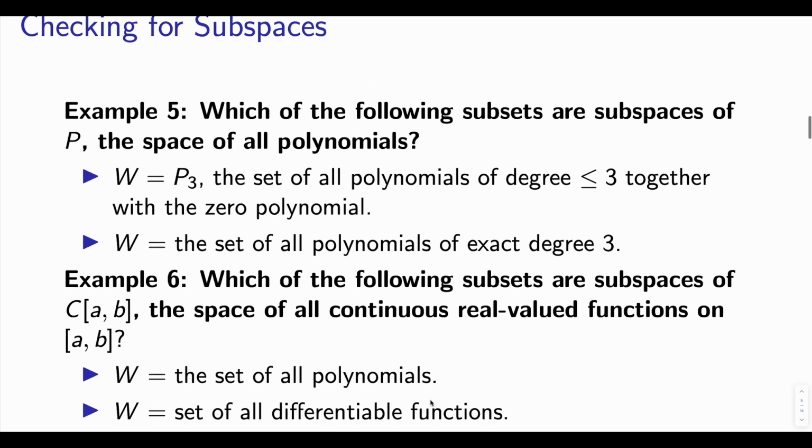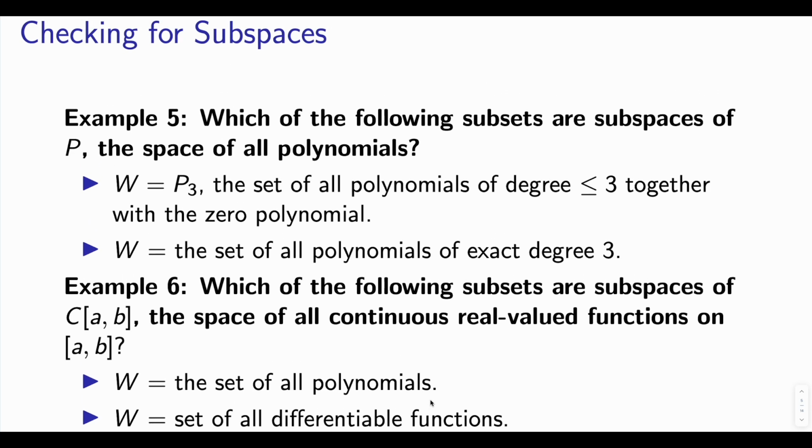So now again, which one of the following subsets are subspaces of P? P is actually the set of all polynomials of every degree, right? So P3. P3 is the set of all polynomials of degree less than or equal to 3, which is very important. So this is with the 0 polynomial. So this is a vector space. Yes, this is true.